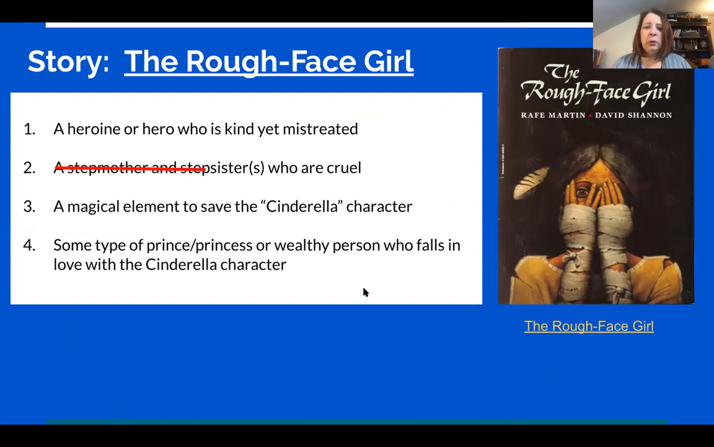So again, our first story is going to be The Rough-Faced Girl. So again, there's going to be a heroine who is kind yet mistreated. There are going to be sisters who are cruel. There's going to be a magical element to save the Cinderella character, and some type of prince or princess or wealthy person who falls in love with the Cinderella character. So when you're listening to the story, I want you to focus on those four things. So right now, you probably want to pause the video and take out your notebook and write down these four things that you're going to be listening for.